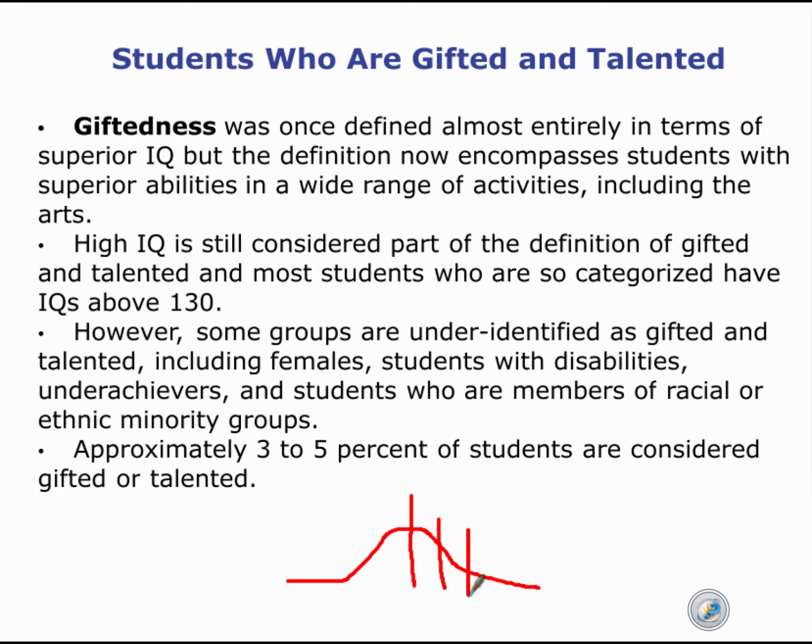in your IQ, which means that the kids with IQs over 130 are like, what is it, 1.7 or 2.2% of the population. I don't remember if it's 97.8. We'll look at it next chapter. Anyway, however, some groups are under-identified as gifted.